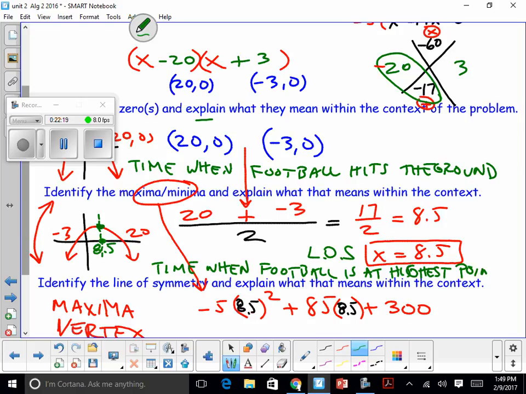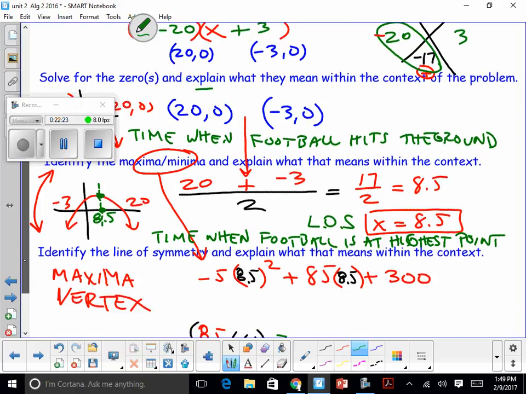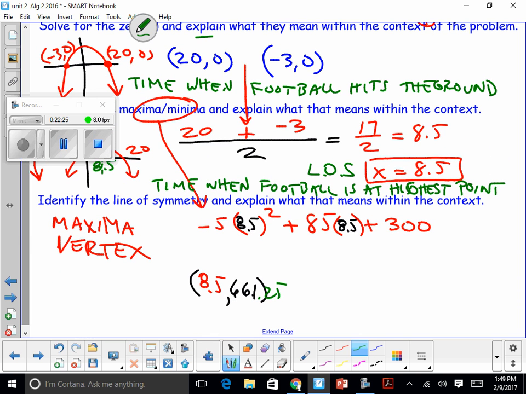And the maxima is the highest point. So what is the maxima or vertex? They mean the same thing. It's a maxima if it's going up. It's a minima if it's going down. But this word vertex automatically means the highest point, the highest point of the football.